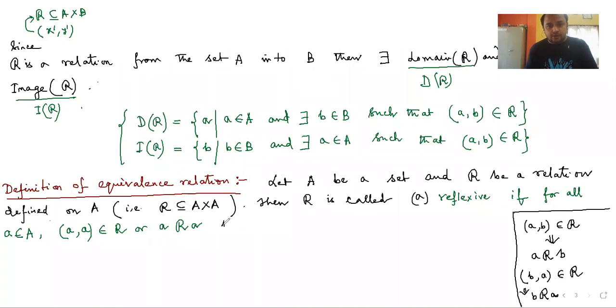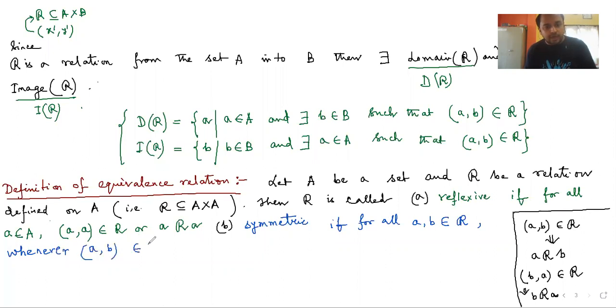The second one is known as symmetric. The relation R is called symmetric if for all (a, b) belonging to R, whenever (a, b) belongs to R, or a is related to b, then (b, a) belongs to R, or b is related to a. This criterion is called the symmetric criterion.